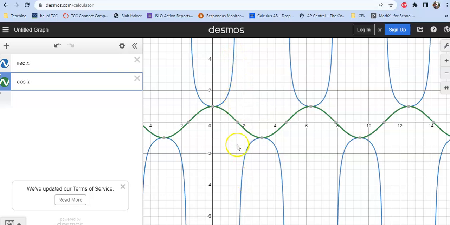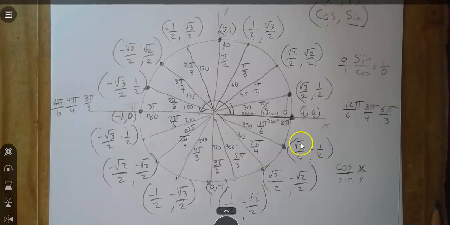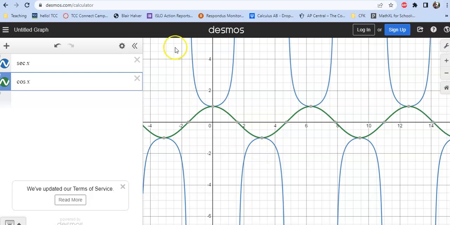However, why do I have a vertical asymptote here at pi over 2? Because secant is 1 over cosine. So wherever cosine is 0, pi over 2, 3 pi over 2, it's going to be undefined again. So here it goes up. I have undefined here at pi over 2, 3 pi over 2, so forth, every pi over 2 after that.